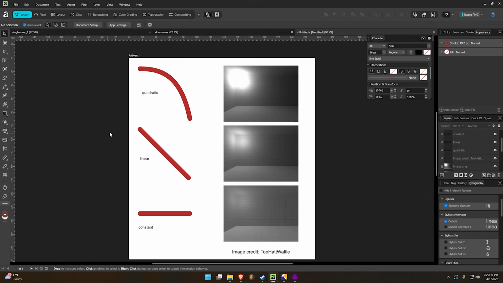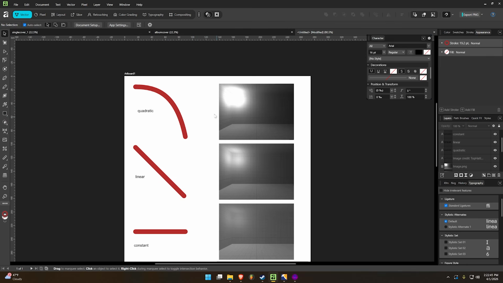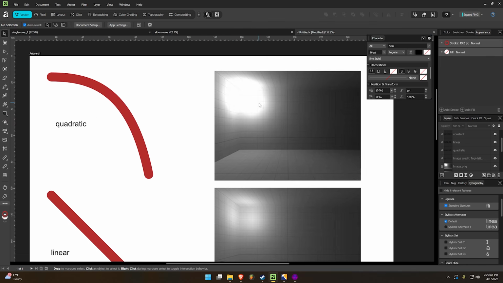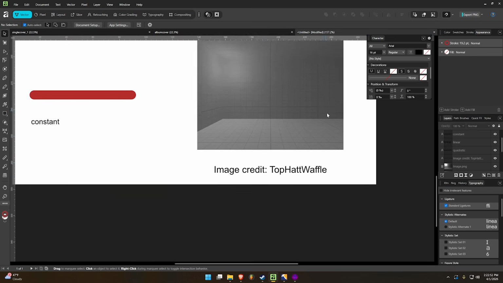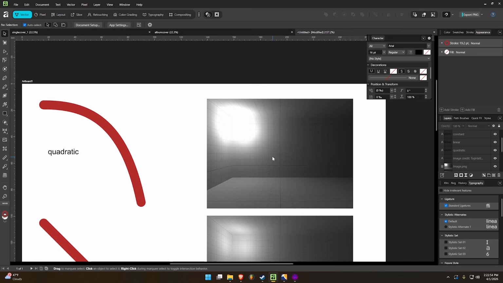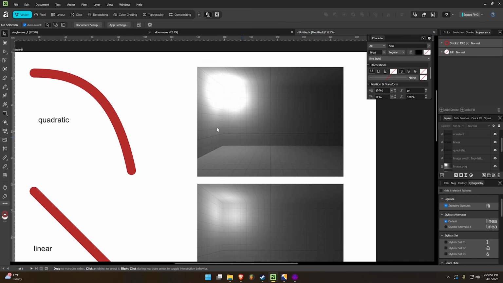Here are the different types of lighting fall-offs. So you have quadratic, which is a quadratic curve. If you've taken a basic algebra class, you should know what a quadratic curve is. These images, these examples, I took from TopHattWaffle, so credit to him. It is from his Steam article, I think it was called the Big Amazing Guide to Lighting. This is an example of a quadratic fall-off. So it stays bright for a little bit, and then it goes down. And that's what you see here, where it gets dark.